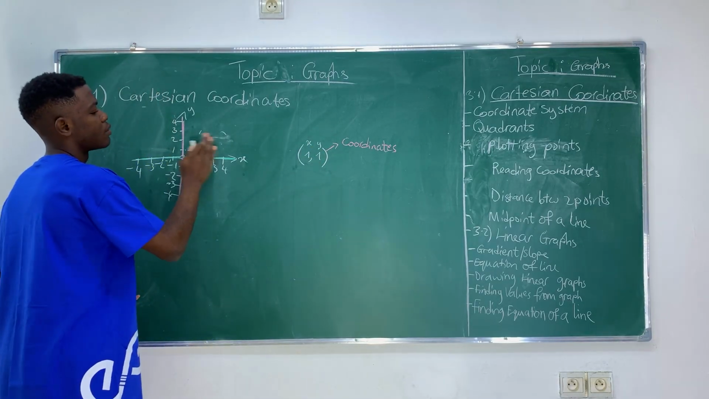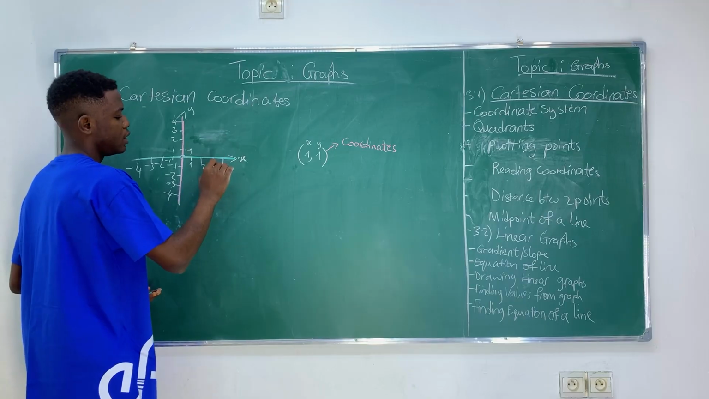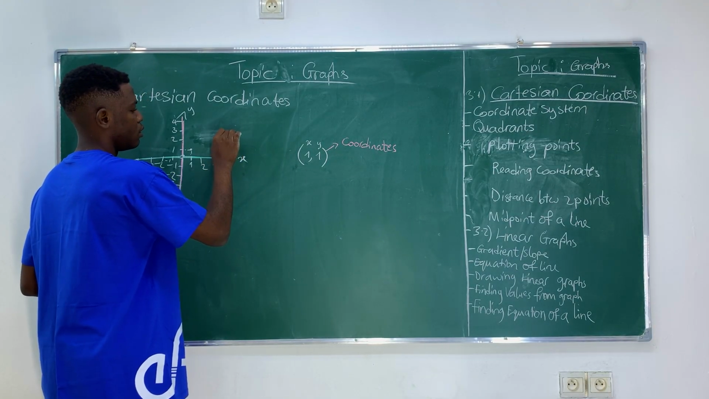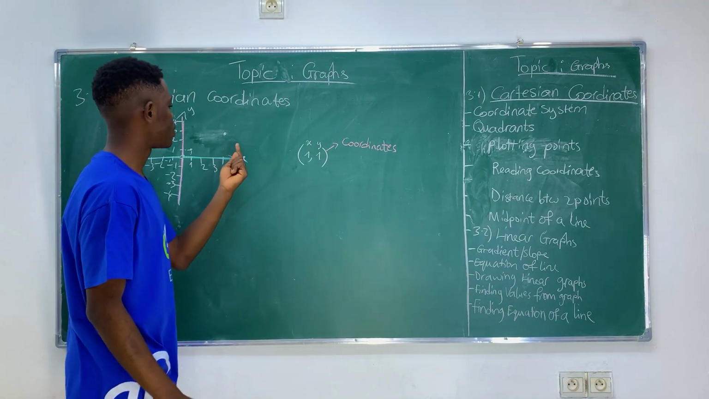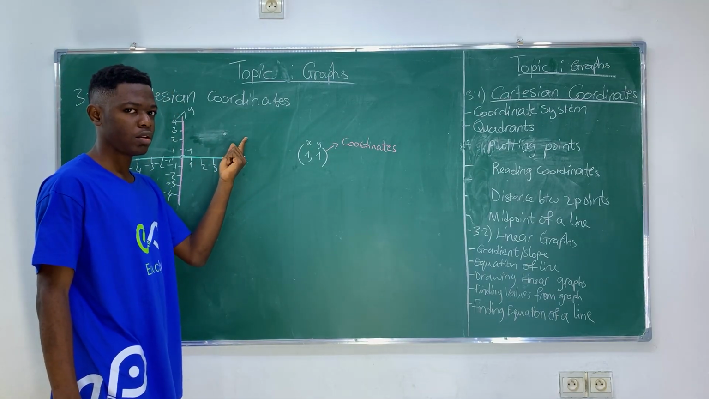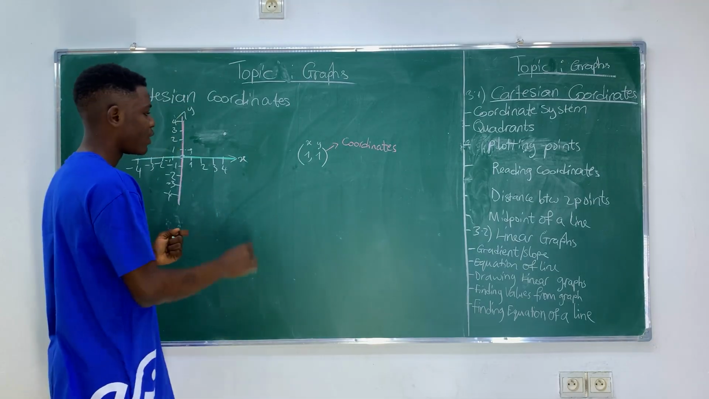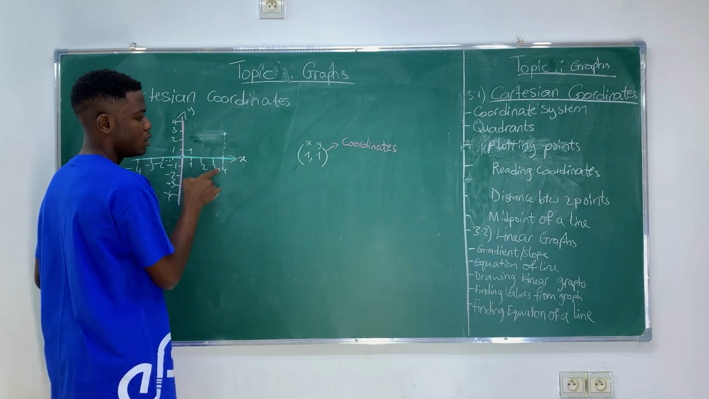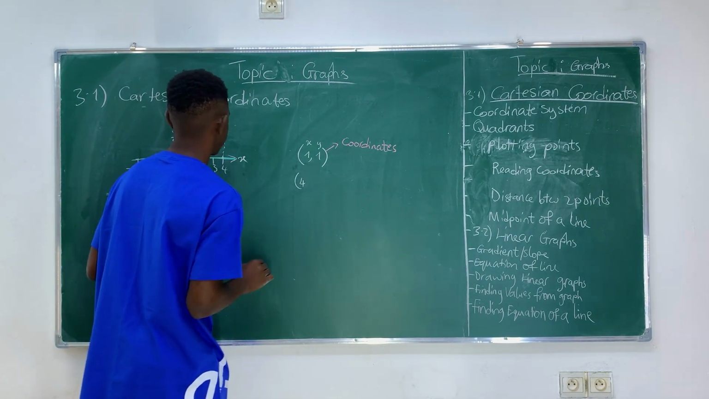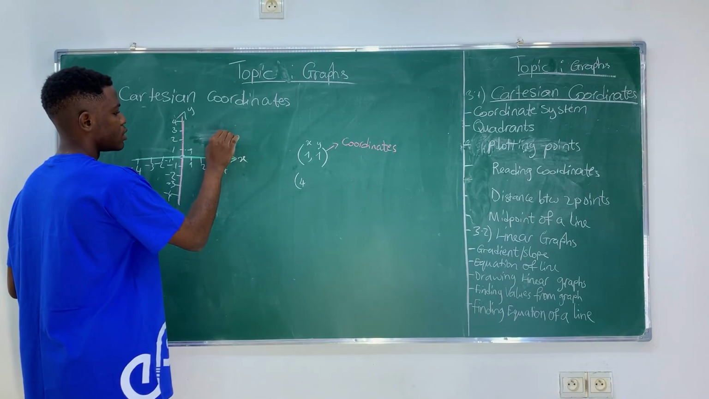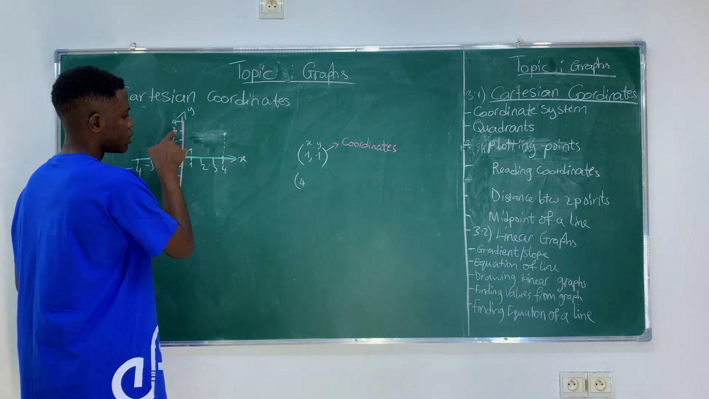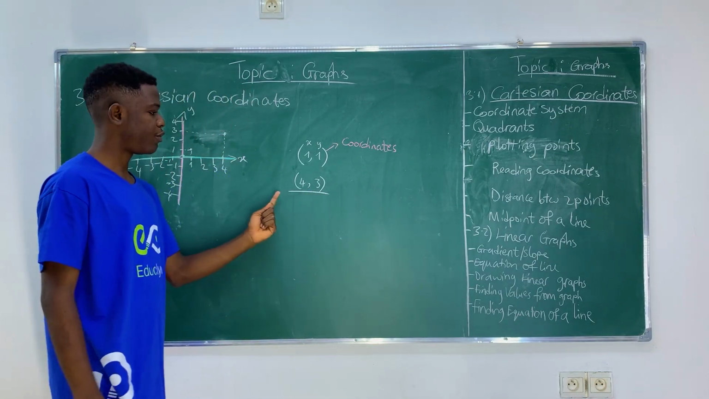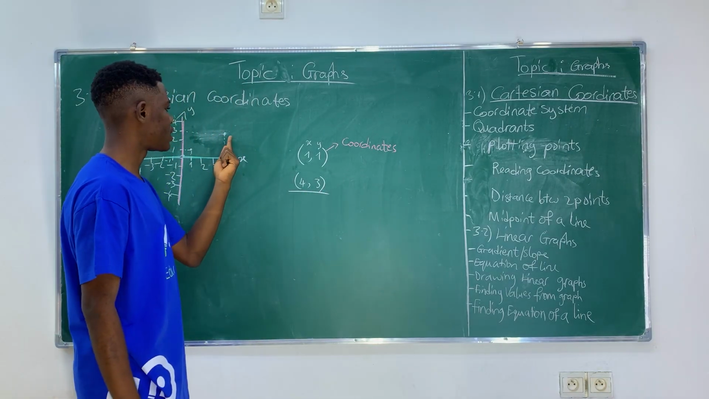If the point is here and they ask you the coordinates of this point, you first look at the coordinate of the point on the x-axis. Here, it is 4. And the y-axis, where is it? It is 3. So 4, 3 is the coordinate of this second point.